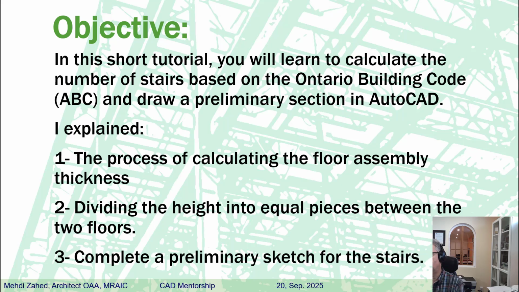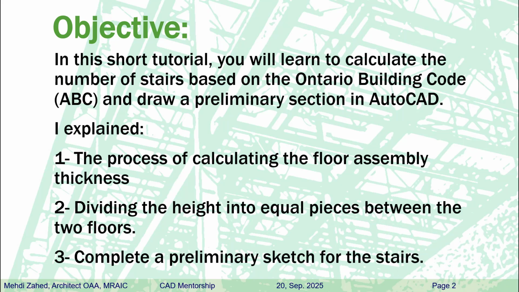in AutoCAD. The objective for this, as I mentioned already, is in this short tutorial you will learn to calculate the number of stairs based on the Ontario Building Code and draw a preliminary section in AutoCAD. ABC is Alberta Building Code, Ontario Building Code, both standing in the same numbers for the stairs standards. The maximum height is 180 millimeters, which we are going to use that. So if you are in Ontario, Alberta, or even in British Columbia, you can use this.